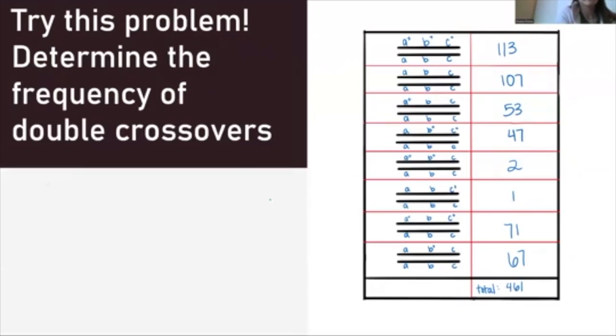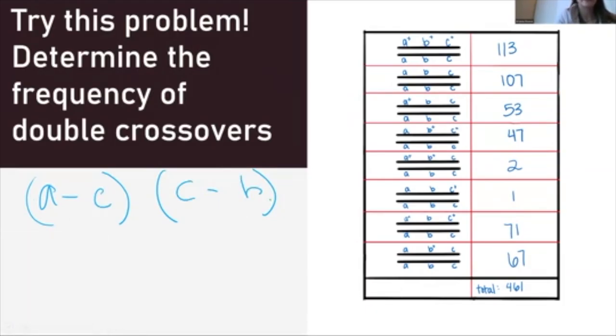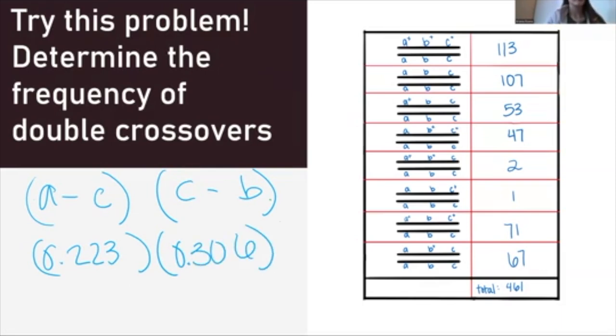We're going to do the frequency of A to B times the frequency of B to C, and A to B, oops, sorry, I have this backwards. From A to C, since C is our middle gene, and then C to B. And from A to C, we found 0.223. And from C to B, we found 0.306. So then if we multiply those two together, since we want both of them to happen, the frequency of a double crossover should be 0.068.